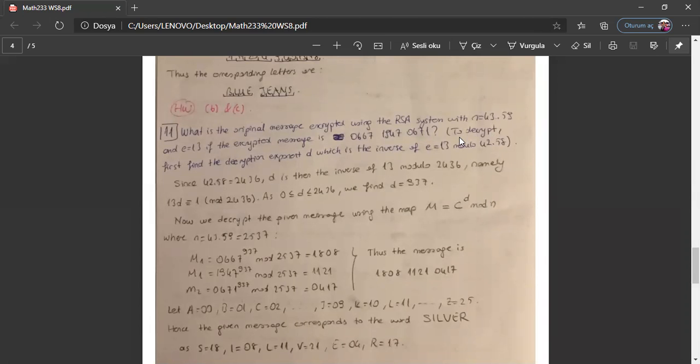Here we have a hint. It says to decrypt this message, first find the decryption exponent D, which is the inverse of E modulo this n. So we will find the modular inverse of E first. So we have this number. Why do we compute that? Because D is between 0 and this number.